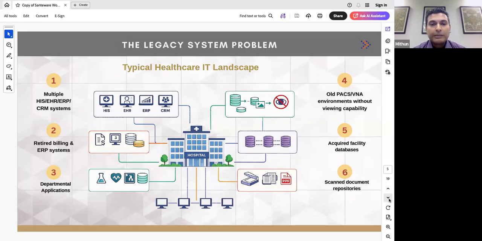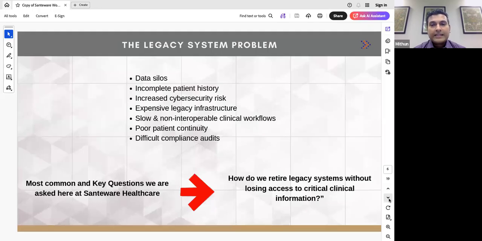But that is where we are trying to solve this problem through this particular solution that we are going to propose today. So the legacy system problem, everybody knows these are the common challenges, which is data silos, incomplete patient history, increased cybersecurity risk because you have to manage so many different applications hosted either on-prem or on cloud without enough cybersecurity components built in because some of these applications are built 10, 20 years back. Expensive legacy infrastructure, which means that you have so many hardwares to support and manage, slow and non-interoperable clinical workflows.